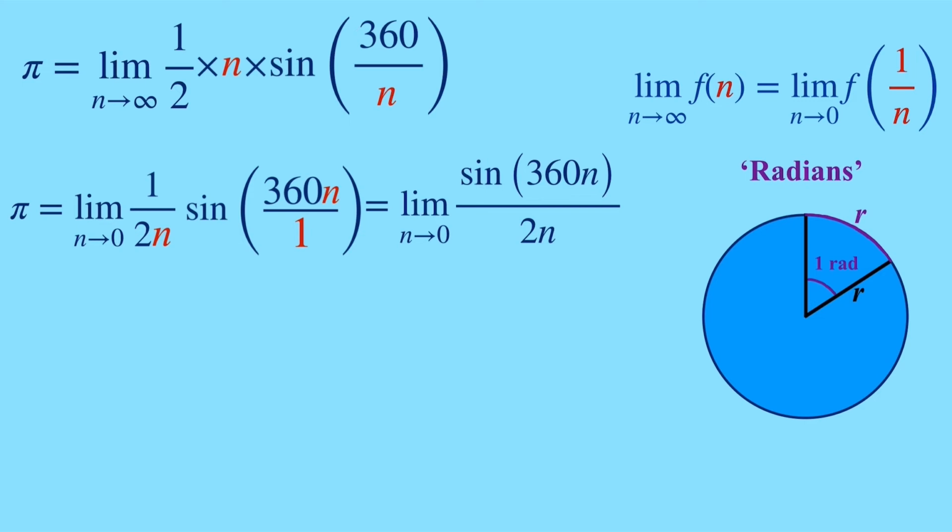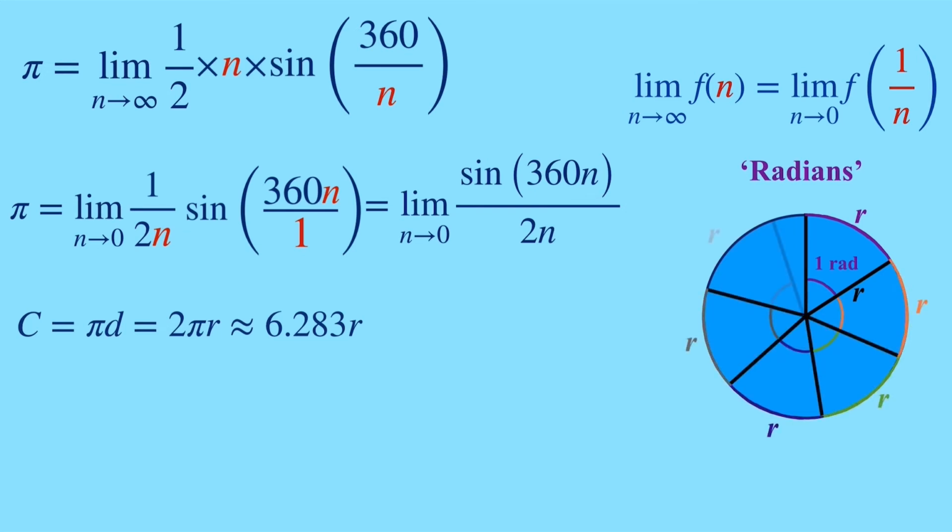But if we want to be able to use radians, we need to be able to convert between radians and degrees, because our original limit is in terms of degrees for the angles. So we know that the circumference of a circle is pi d, but it's also 2 pi r because there are 2 radiuses in the diameter. And that means you expect to have just over 6 radiuses around the circle. So if we do this, we should find that we have just over 6 radiuses around the circle, and we do.